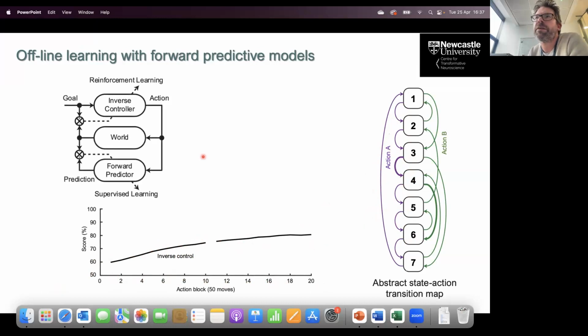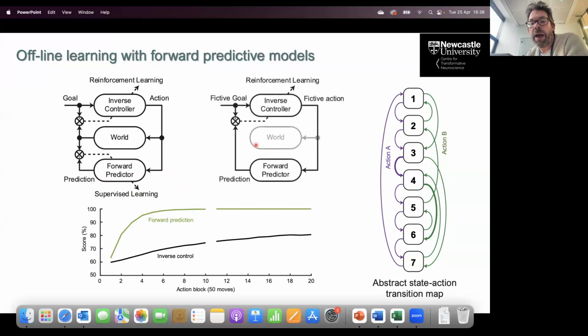But at the same time, our agent can use supervised learning to also predict where it would get to if it did a given action in each state. And as I said, that's a much easier task to learn. So when we test how well the forward predictive model is doing, it saturates up at 100% relatively quickly in this task. And then we can simulate sleep by a period in the middle here where we turn off the agent moving in the world, and we just generate fictive goals that are turned into fictive actions that make predictions and are used to drive further reinforcement learning.